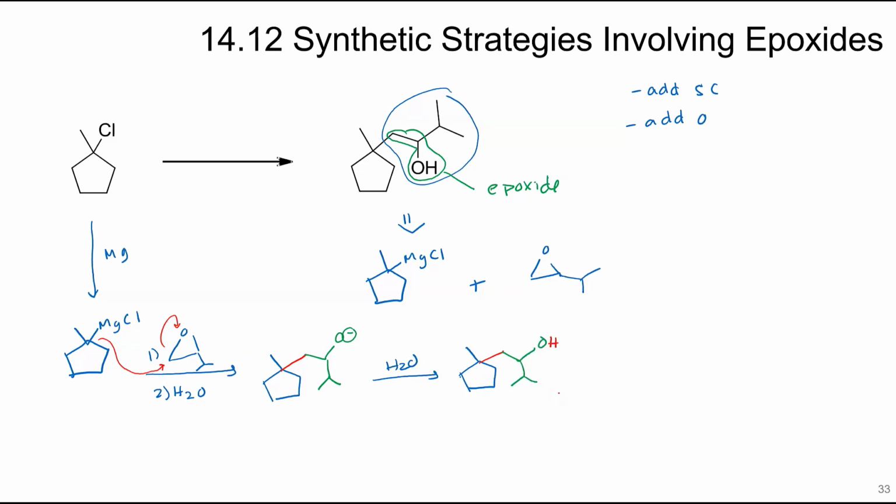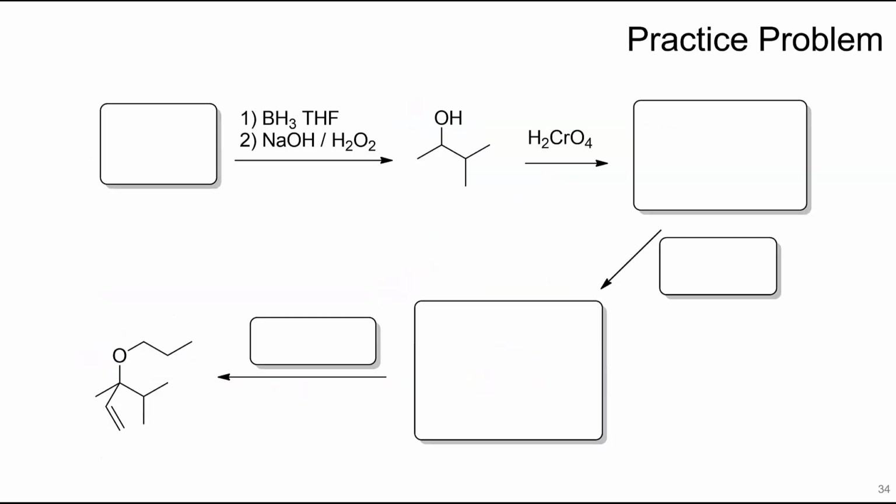I'm going to check the carbons that I added. I have 1, 2, 3, 4. This is 1, 2. Alcohol is at 2, 3, 4, and there's a methyl at 3. So that is one way you can do that synthesis. Now we can look at a couple of these fill in the blank problems.